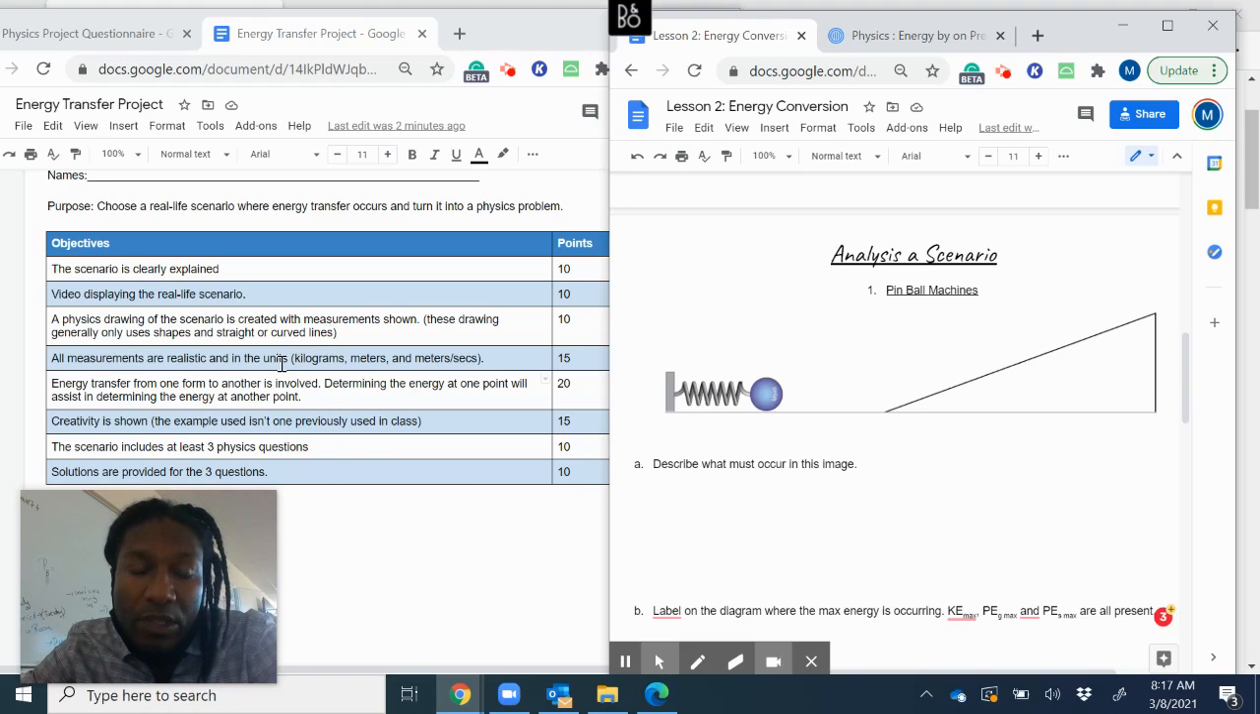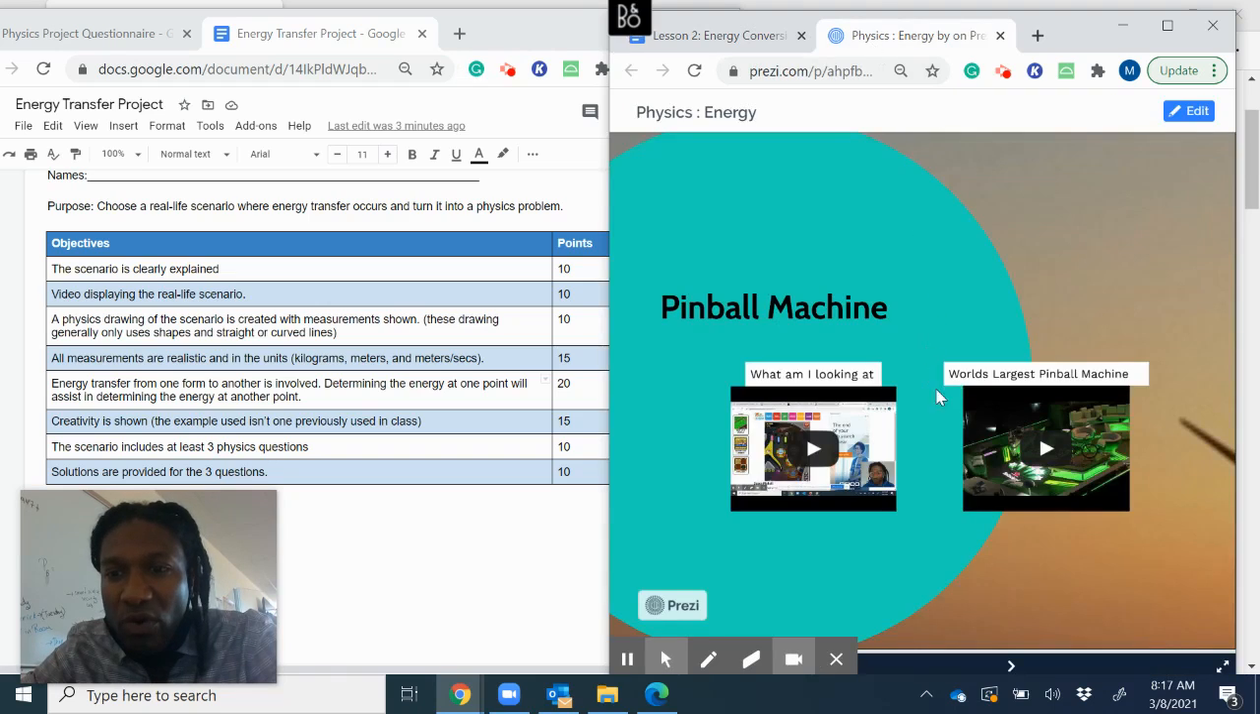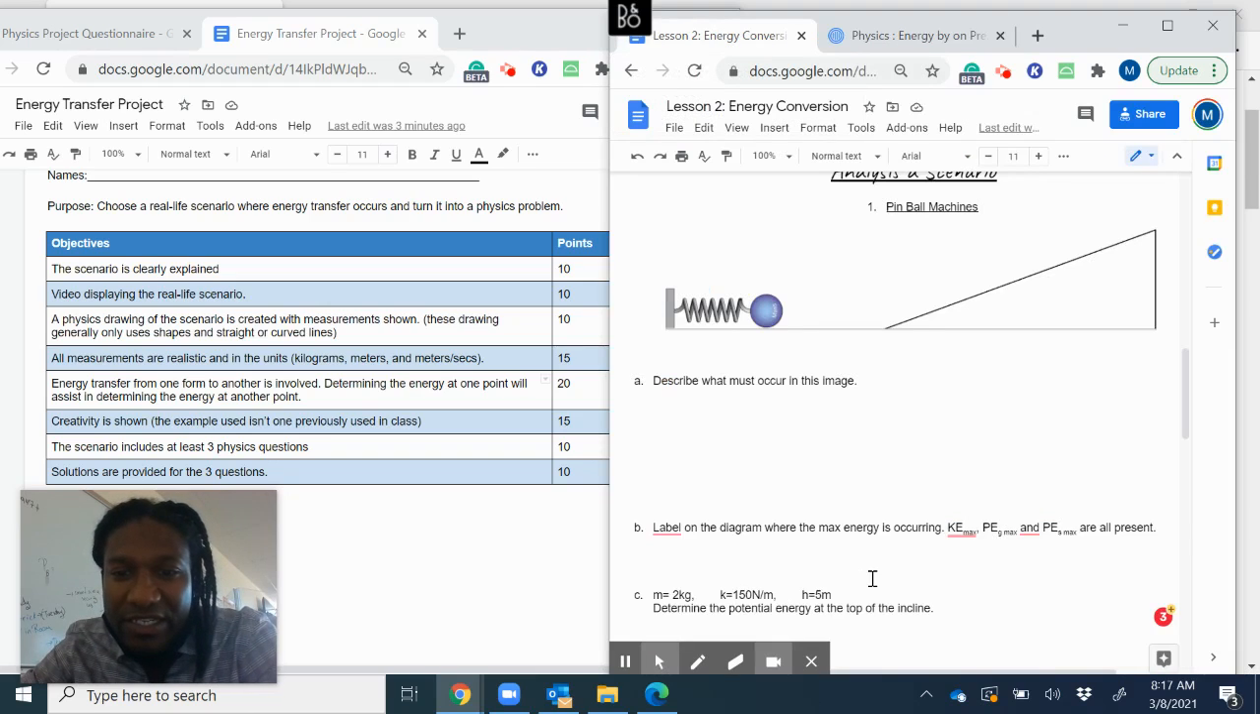Okay. All measurements are realistic and include units. So here goes my measurements. I said the mass of the ball was 2 kilograms. I have a spring constant. I have a height. My numbers are realistic because I chose the world's largest pinball machine. But if I didn't choose the world's largest pinball machine, these numbers are ridiculous.